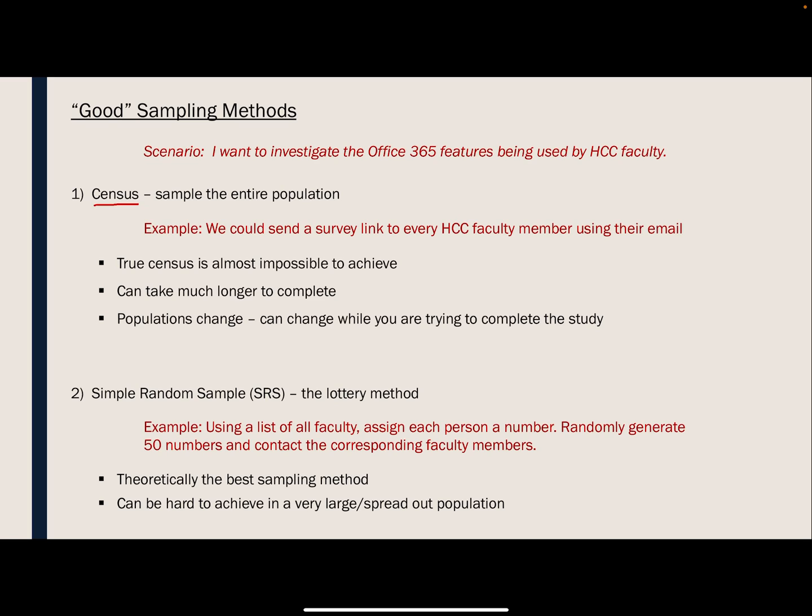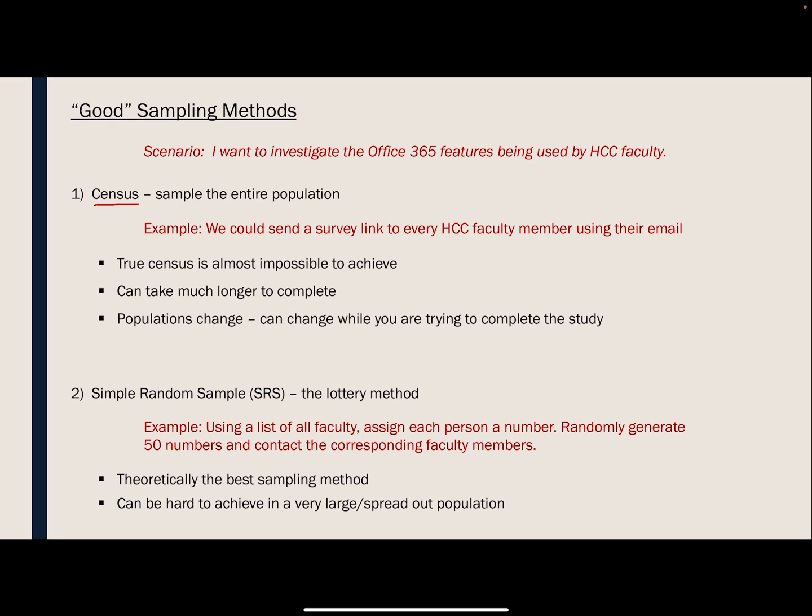So in my example, this would just mean that I survey every HCC faculty member using their email, right? So I just send an email to every single HCC faculty member.